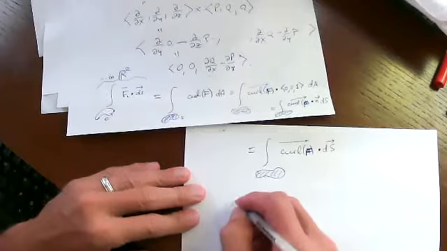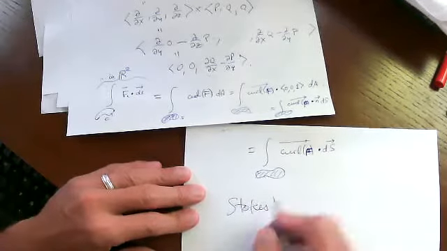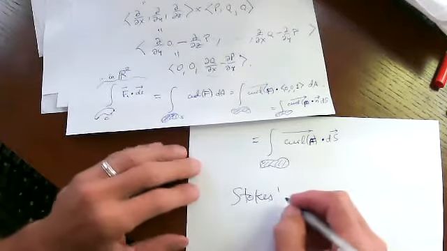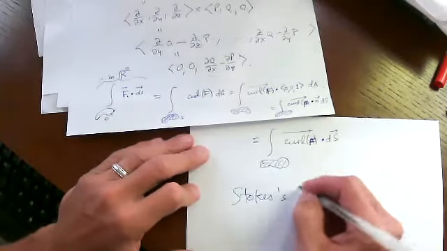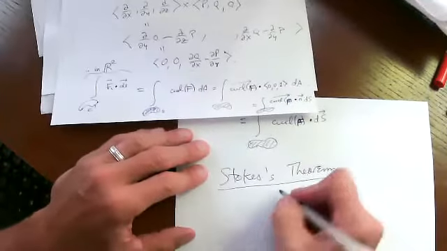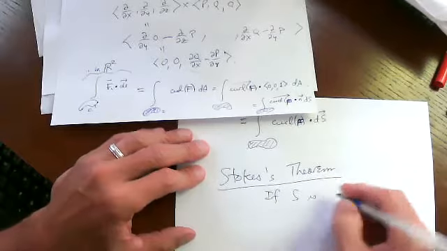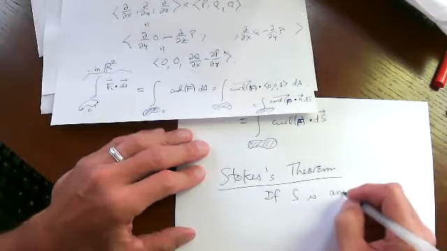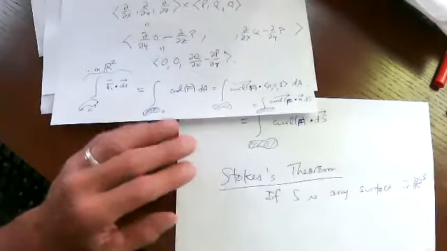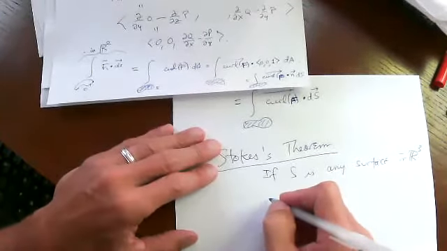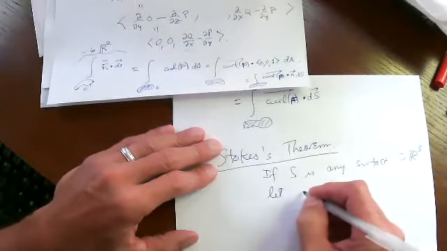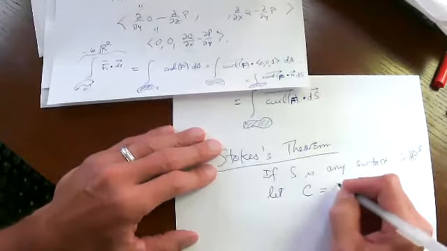All right, so here, let me state Stokes' theorem. By the way, he was not named Mr. Stoke. He was named Mr. Stokes. So it's two S's in there. Stokes' theorem. And he says the following: if S is any surface in R3, then let C be the boundary of S.